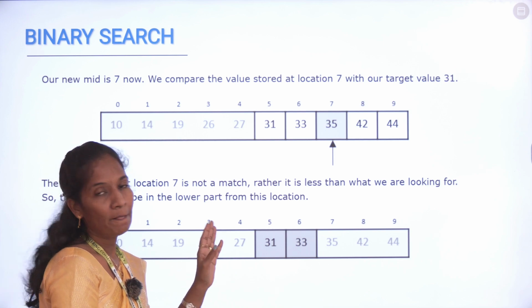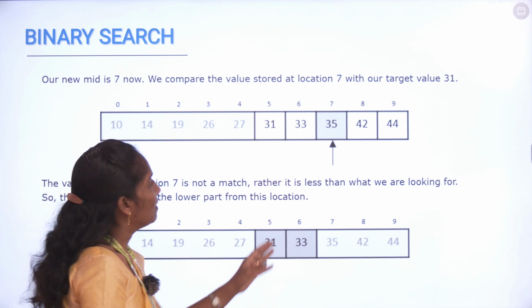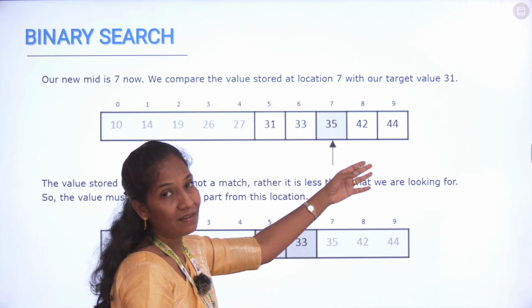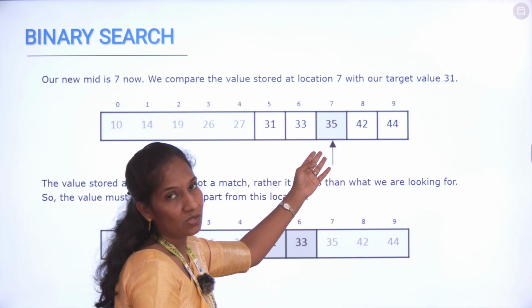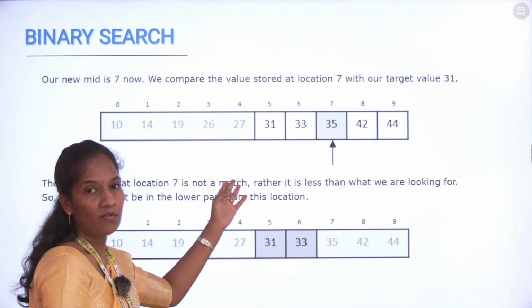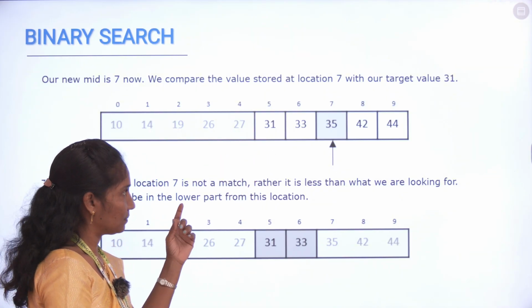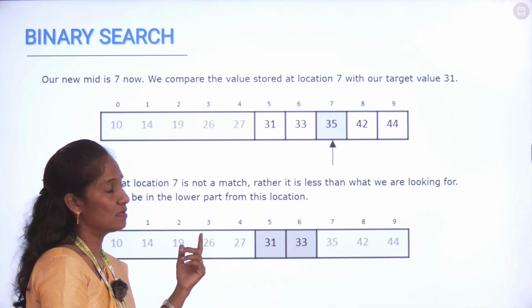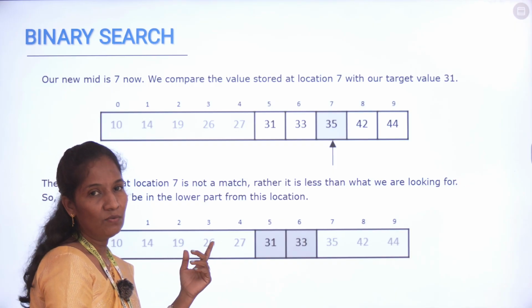We have to skip the right hand side because the values are greater than the index position. So we have to move to the left hand side. The left hand side consists of three elements. One is 35 and another one is 33, and the third one is 31.